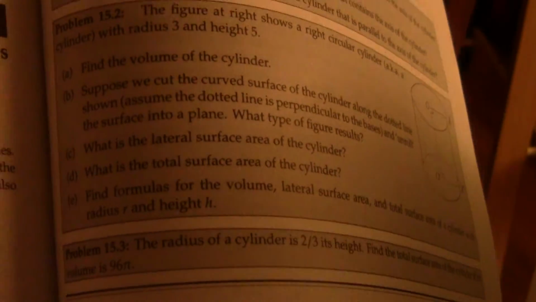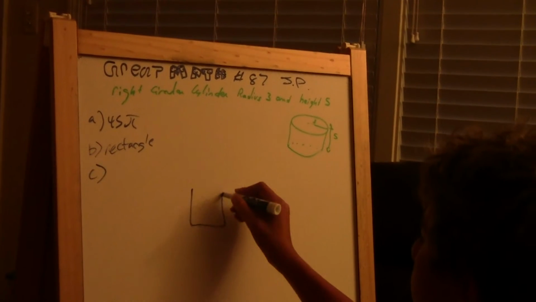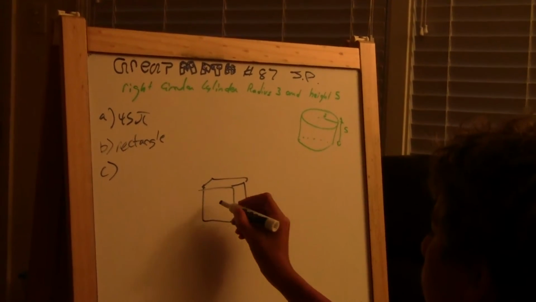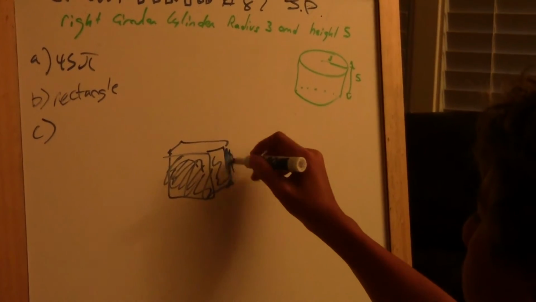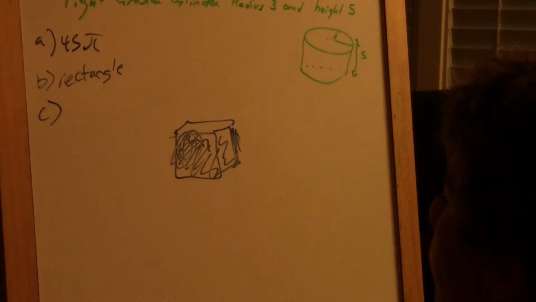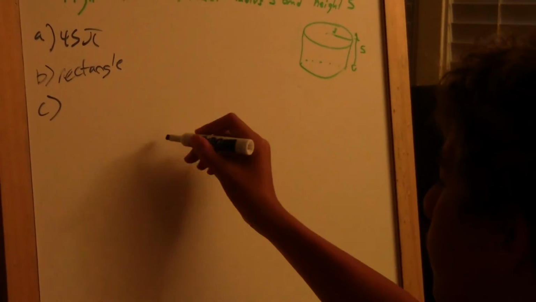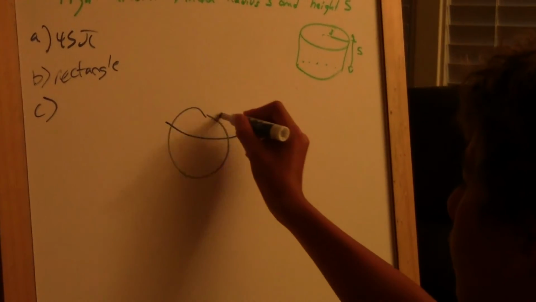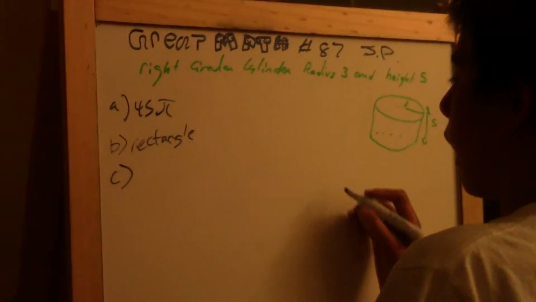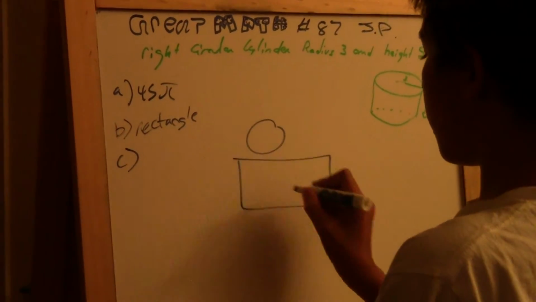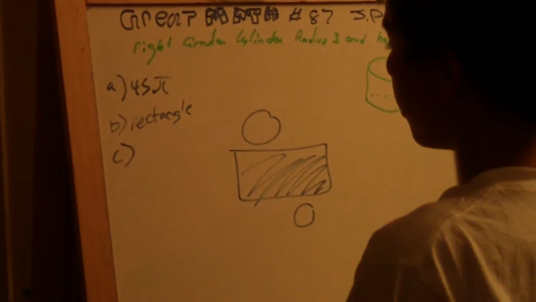Okay, here's C. What is the lateral surface area of the cylinder? Lateral means around. So let's say we have the cube. Lateral is like the surface area, but only of the sides: this, that, the square behind that, and the square back here. In other words, it will be 4 out of 6 of them. With a circle, it's going to be around the object. So we're just trying to find the area of the rectangle.